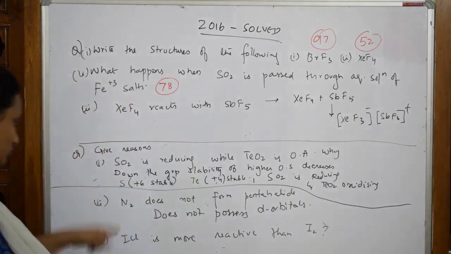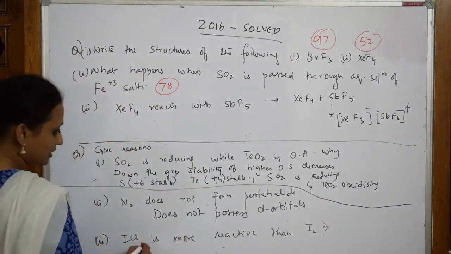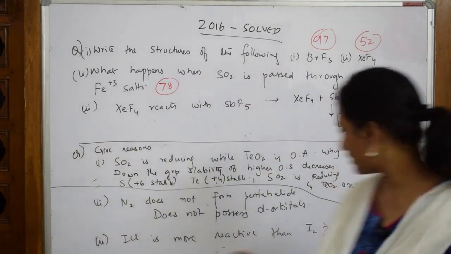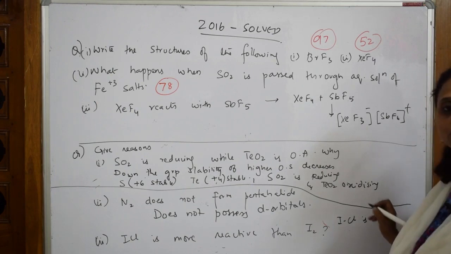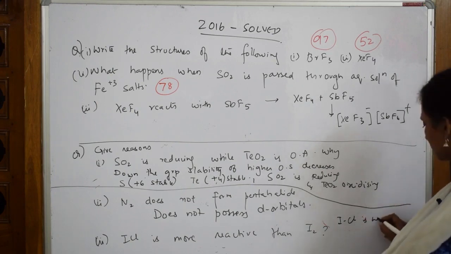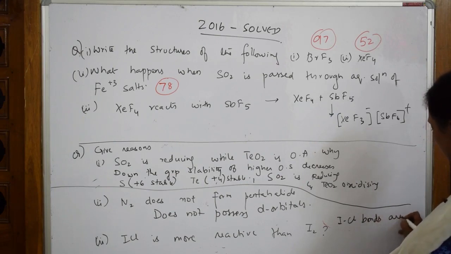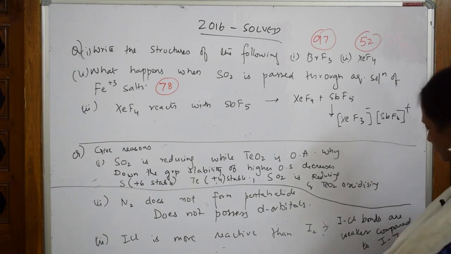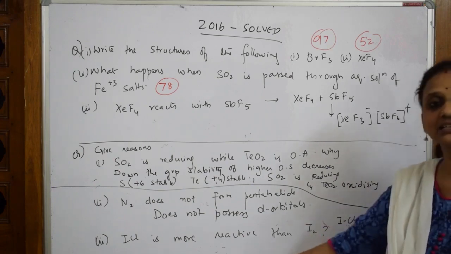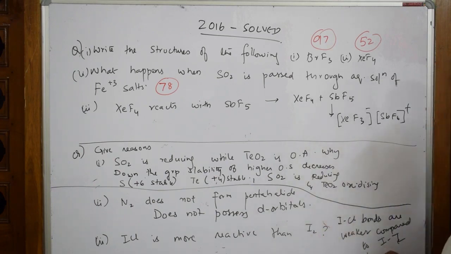ICl is more reactive than I2. Okay. Why is this more reactive? When I have to see the bond between these two, when I compare these two, the ICl bond is weaker. Interhalogen compounds' bond is very weak. So ICl bonds are weaker compared to the I-I bond. So when the bond is weaker, automatically they are reactive, isn't it? Hence they are reactive.